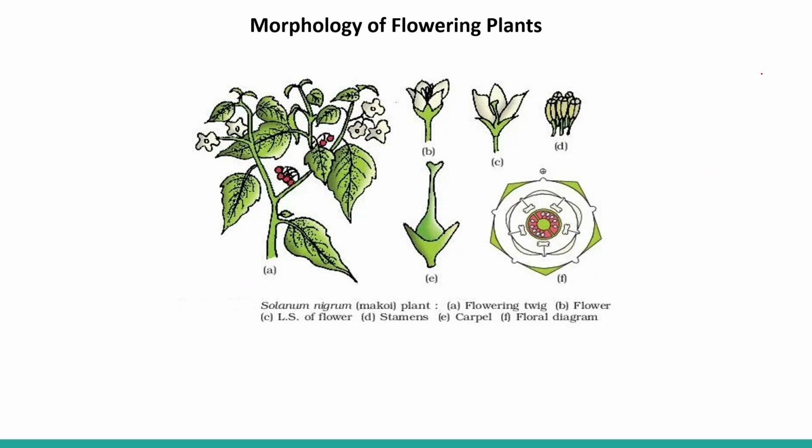Next, here we can see some of the characteristics in the figure. The leaf is simple and alternate. So one leaf is here, another leaf is here. Here we can see some hair-like structure on the surface. It is not smooth, but in some plants it is smooth also. Here we can see the flower, sepals are united, petals, anthers, and also the carpel. And the floral diagram.